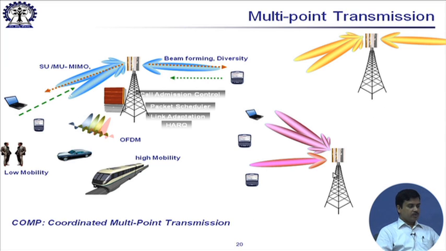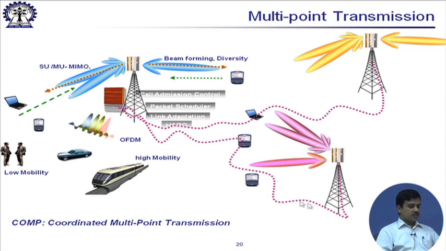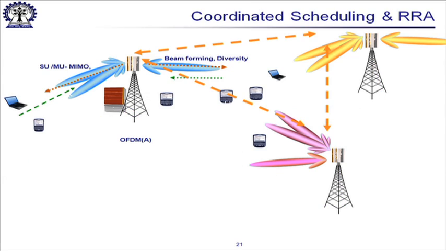In a typical multi-point transmission, these base stations coordinate with each other and send a joint signal to these users, so that instead of interfering, they add the signals in such a way that there is a net increase in system performance, in terms of capacity and reliability. We will also try to cover such schemes in the course.